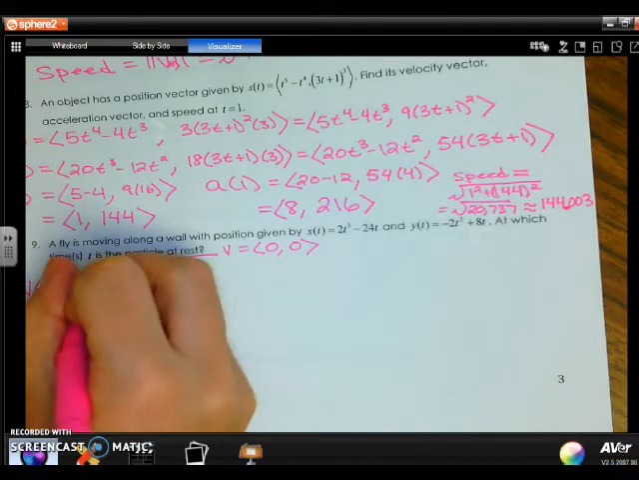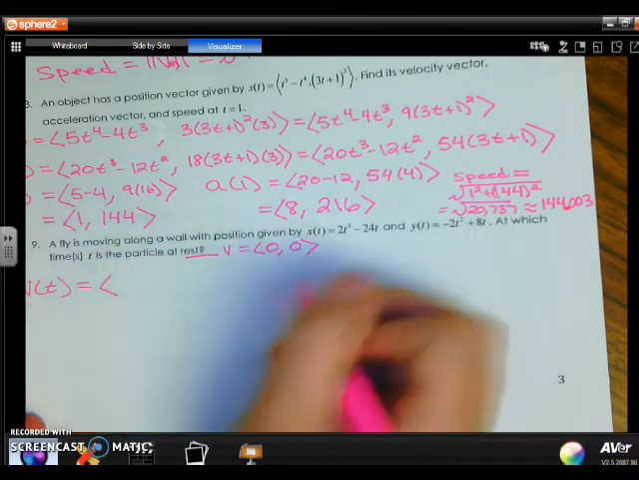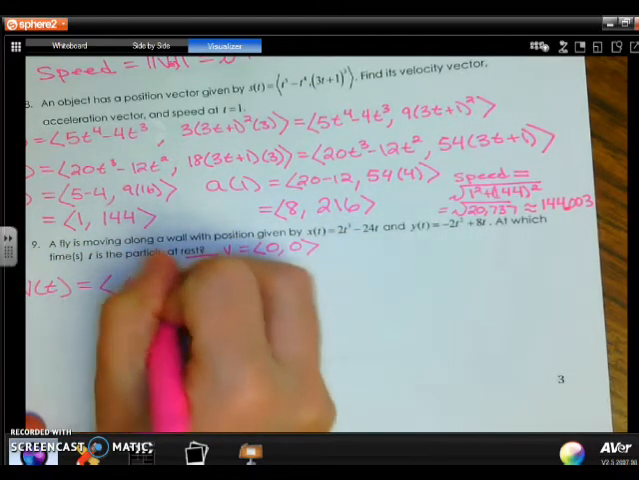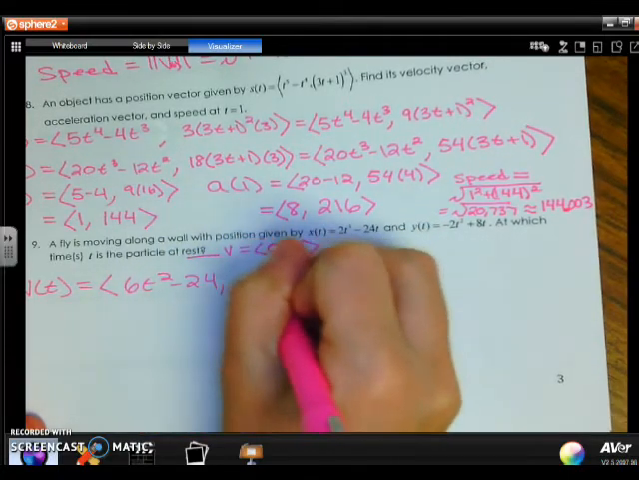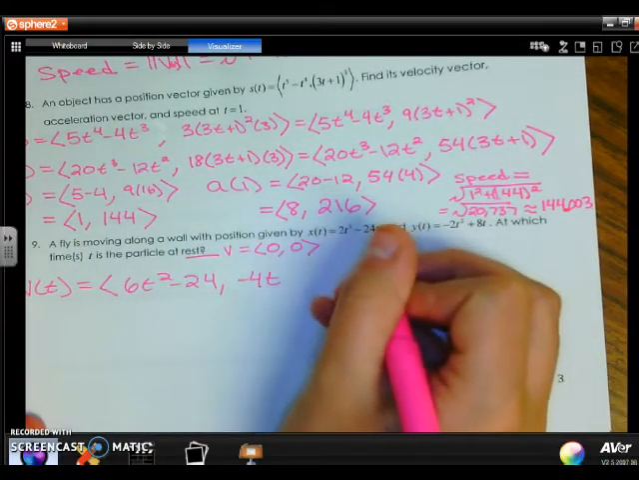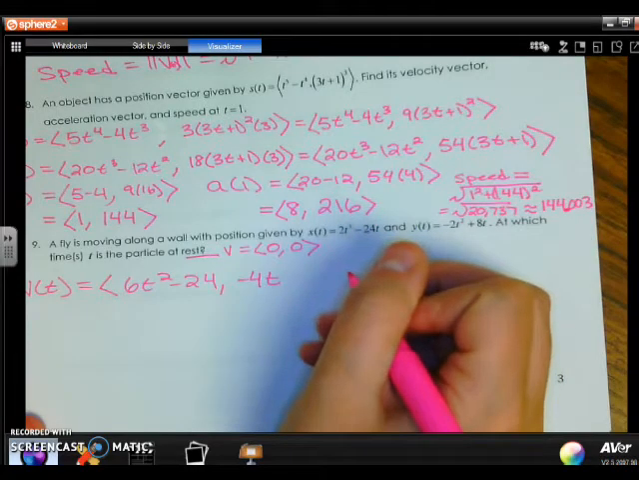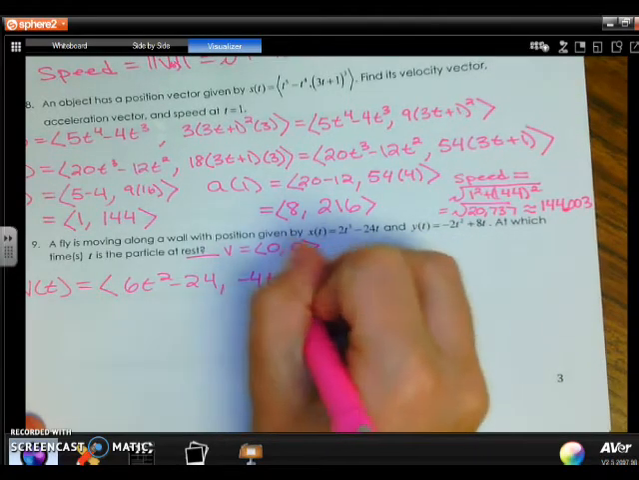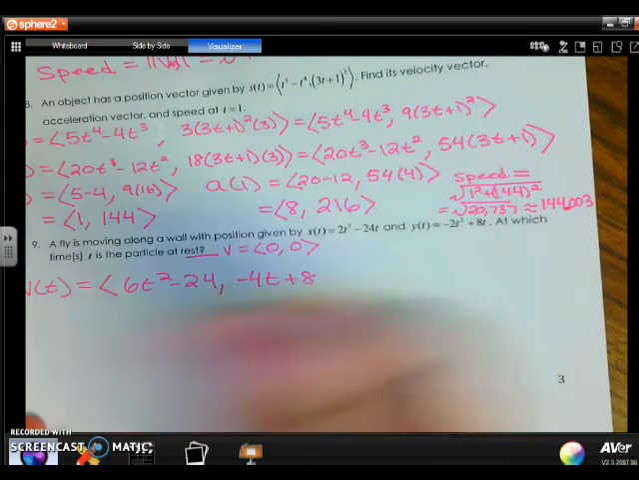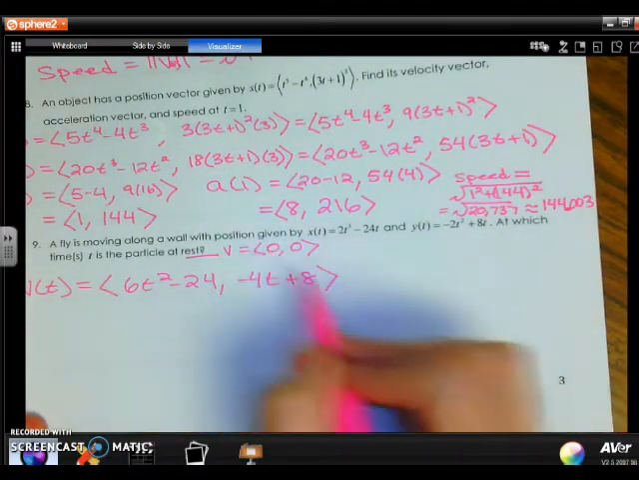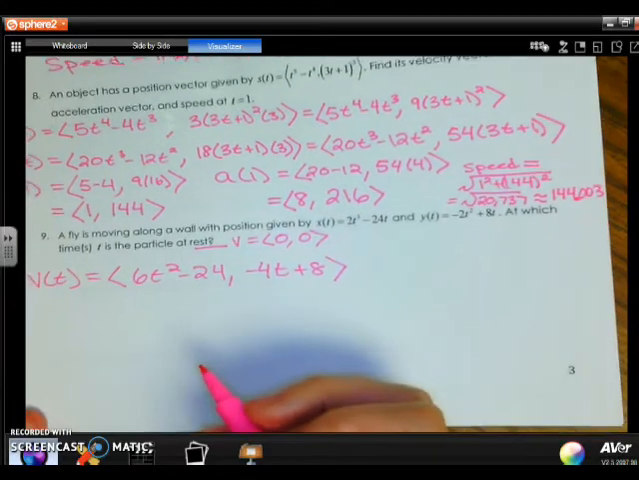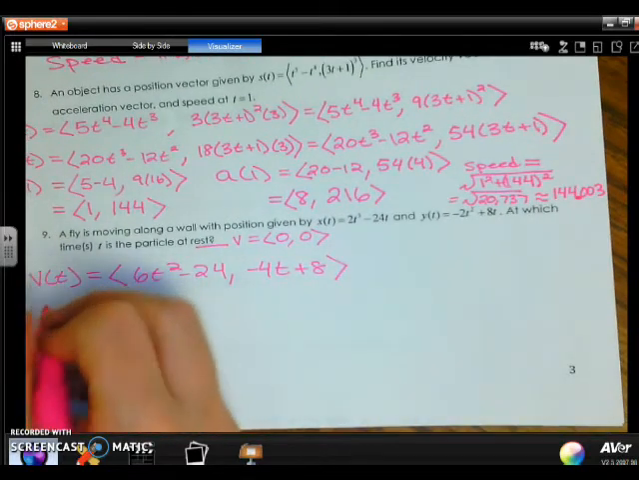So first I need to figure out the velocity. So the velocity, we're just going to take the derivative of the position, so that's 6t squared minus 24, and then a negative 4t, it'll be a plus 8. There we go. Okay, so here's my velocity, and I want this piece to equal 0, this piece to equal 0. Essentially what you're doing is you're setting each piece equal to 0.